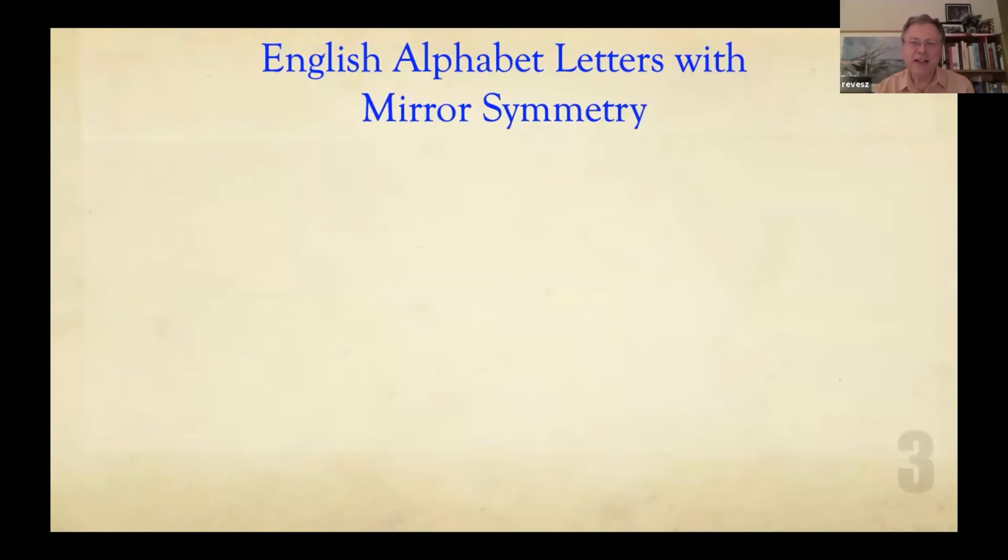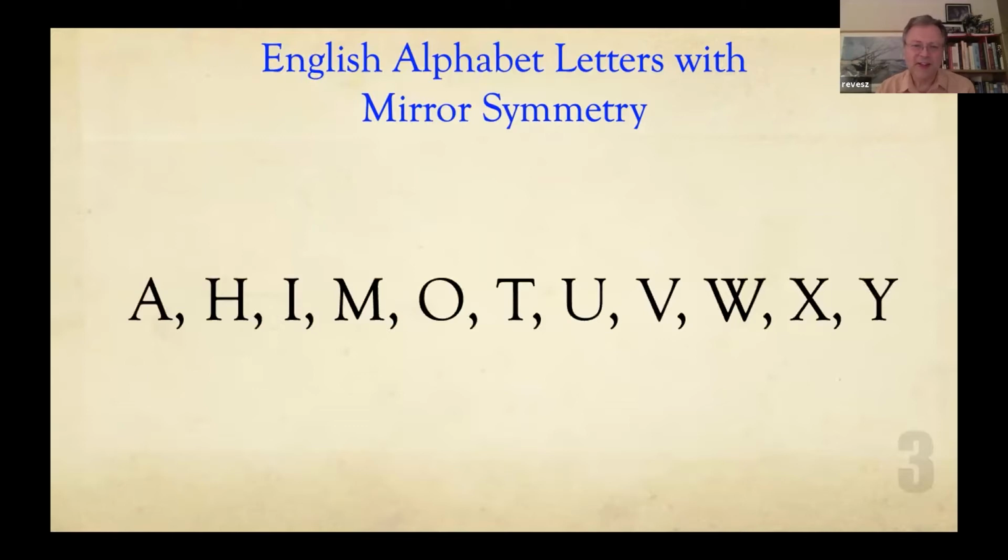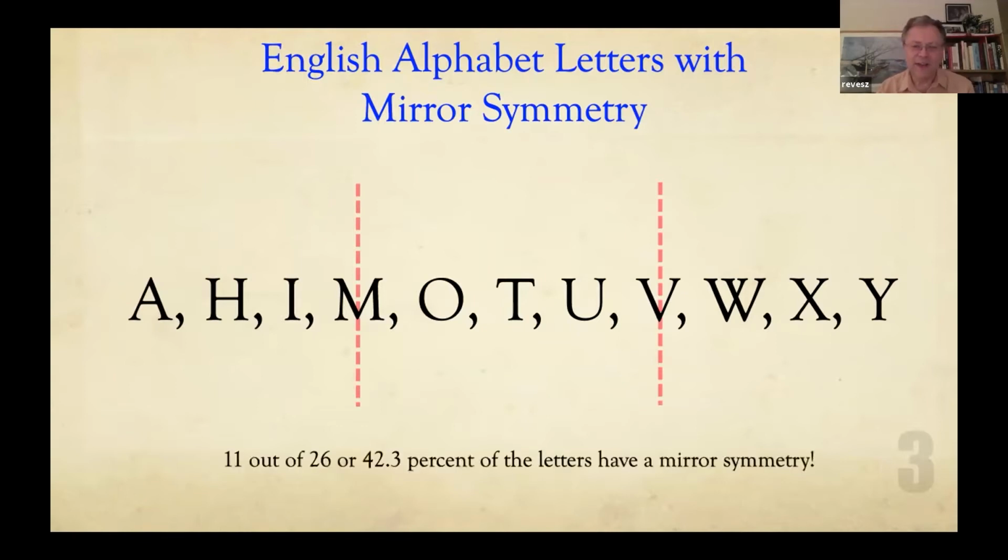So the English alphabet letters with mirror symmetry include these 11 letters, A, H, I, and so on. And as you can see, if I cut in the middle, then the left and the right side are the same for the letter M, and for letter V as well. A total of 11 out of 26, or 42.3% of the letters have a mirror symmetry. That seems to be pretty amazingly high, 42%. We didn't think about this before.